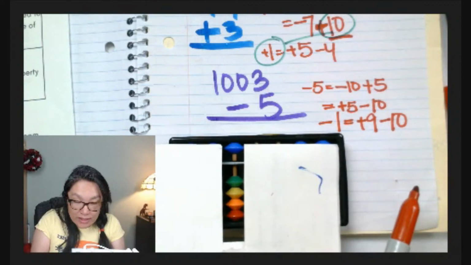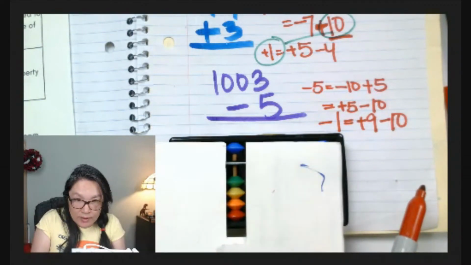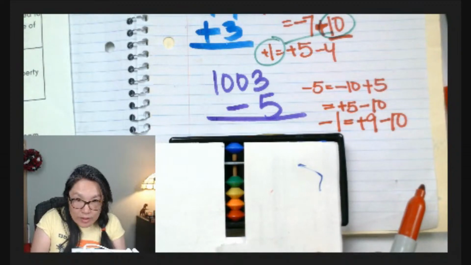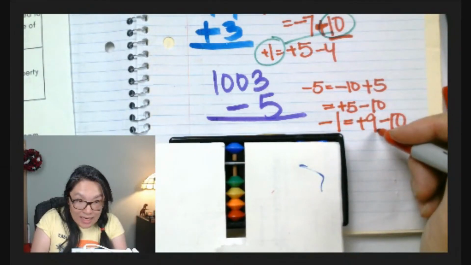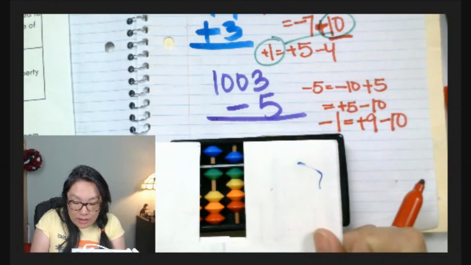Okay, so I'm focusing here. Hold on just a minute so I can finish my thought. So what are we going to do here? We're going to minus the 1. We can't minus the 1. What do we do? Plus the 9, and then take away the 1.